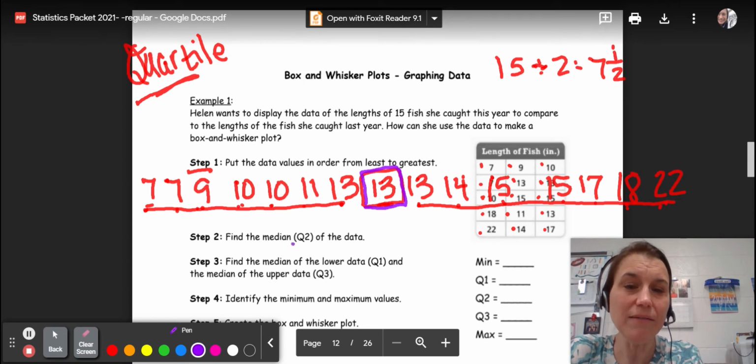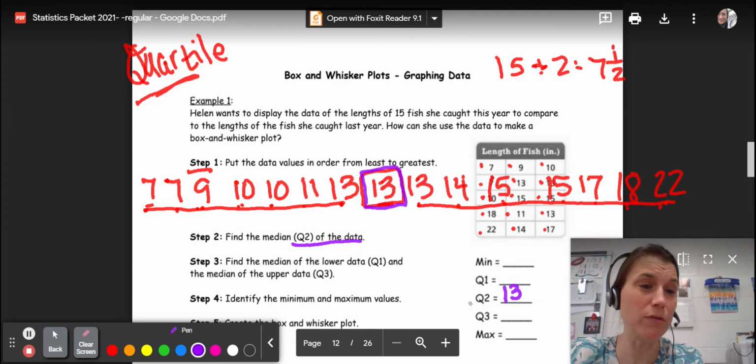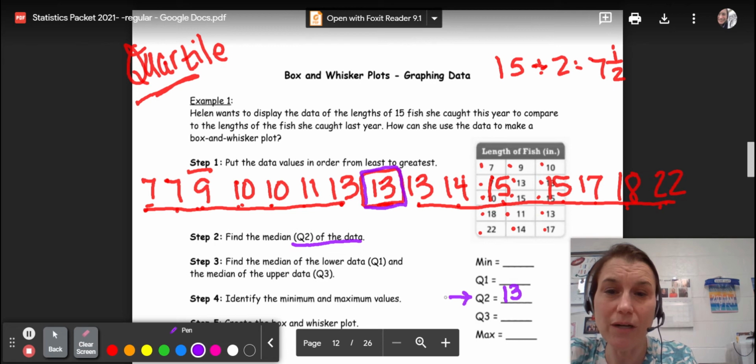So the median is going to be the Q2, and you'll see that when you make the graph, it'll make more sense. But right now, if you look, I'm going to have a minimum and a maximum and a Q1 and a Q3 and Q2, and see how Q2 is in the middle of those 5 things. The next thing I'm going to do, it says find the median of the lower and upper.